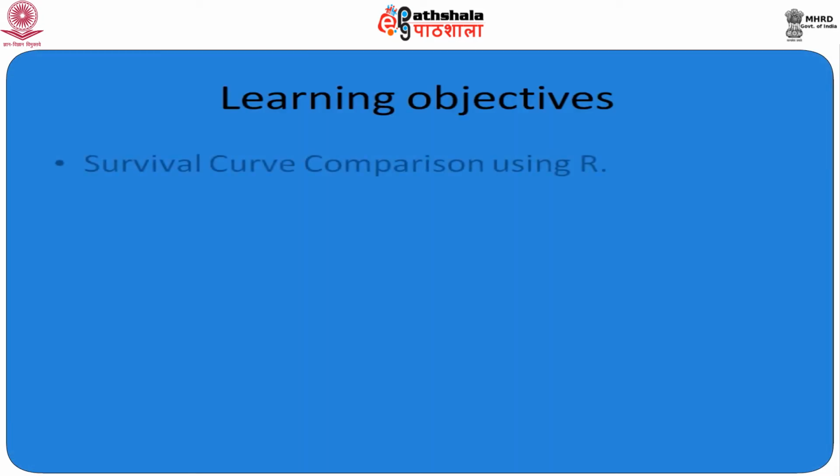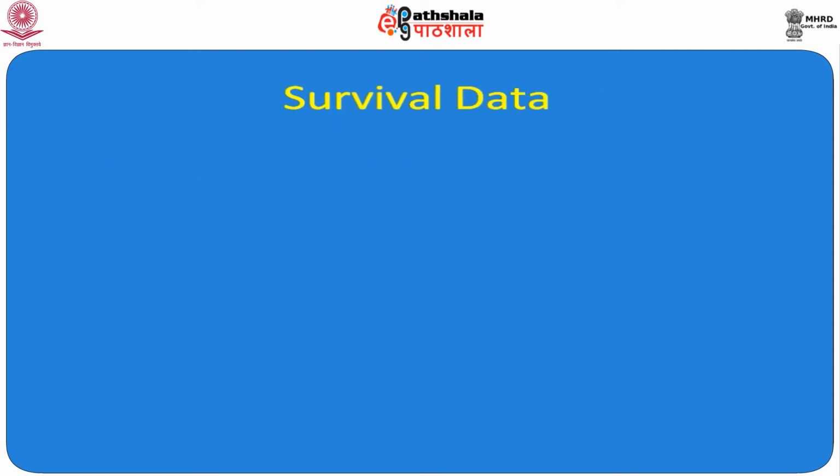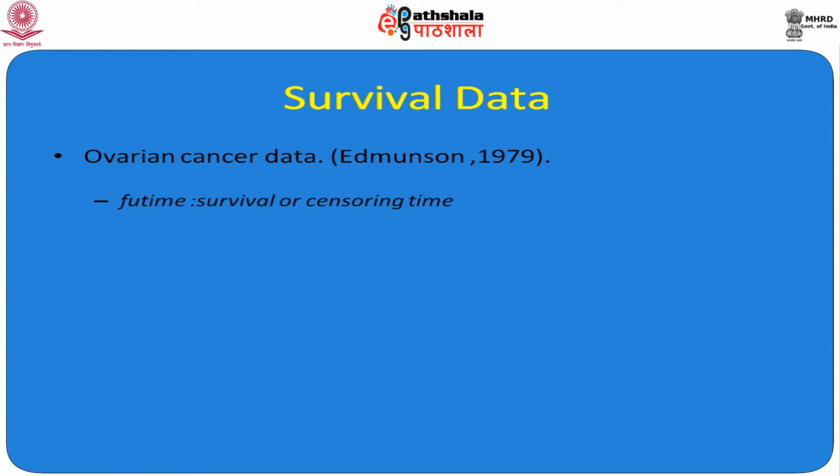Now, we are going for the Mantel-Haenszel test using R. At the end of this module, we will see survival curve comparison using R and creating the survival object through R. Let us start. Now, we will import the data. The data is obtained from the ovarian cancer study by Edmondson, 1979, where the variable FU time gives the survival or censoring time of the patients.